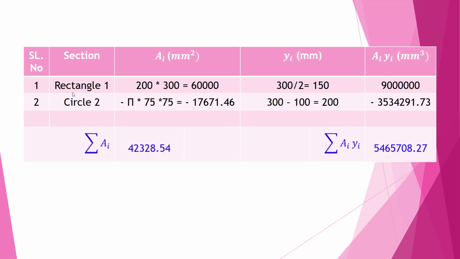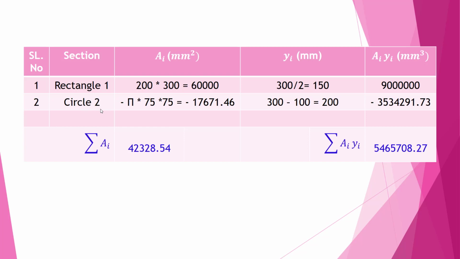The first one is a rectangular section. So area of the section will be 200 into 300, which is equal to 60,000. Distance of CG of the rectangular section will be at a distance of 150 mm from the base of the rectangle, and ai yi will be equal to 60,000 into 150, which is equal to 900,000.